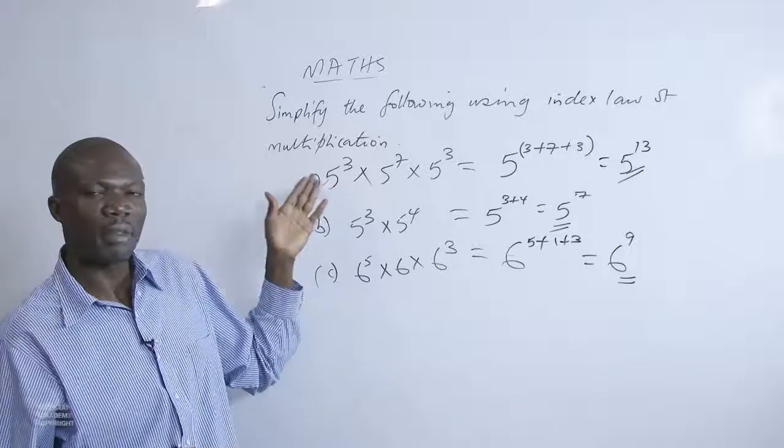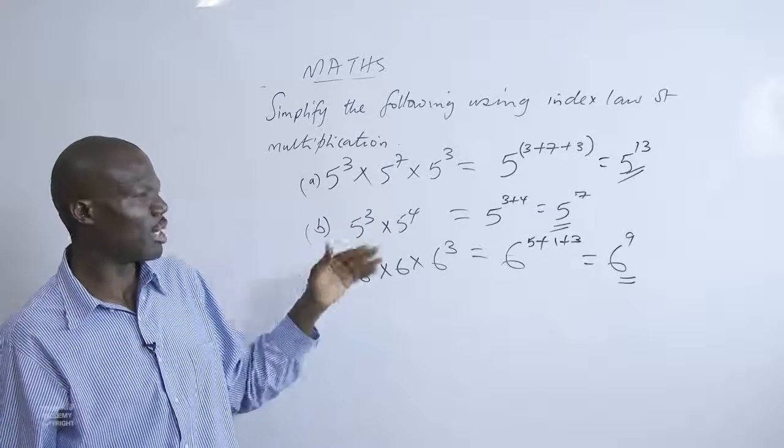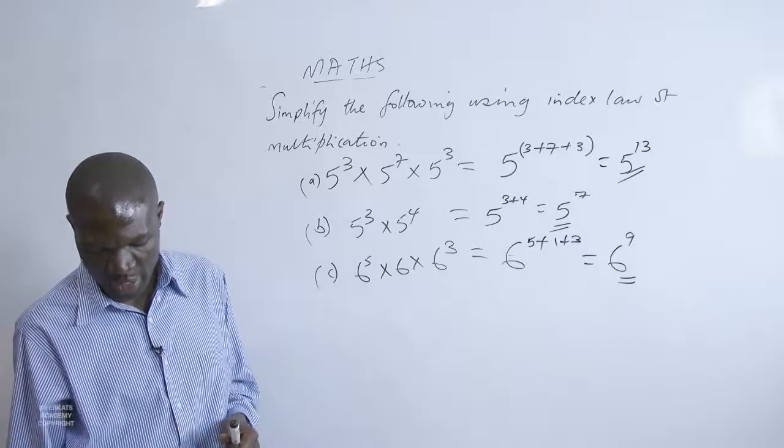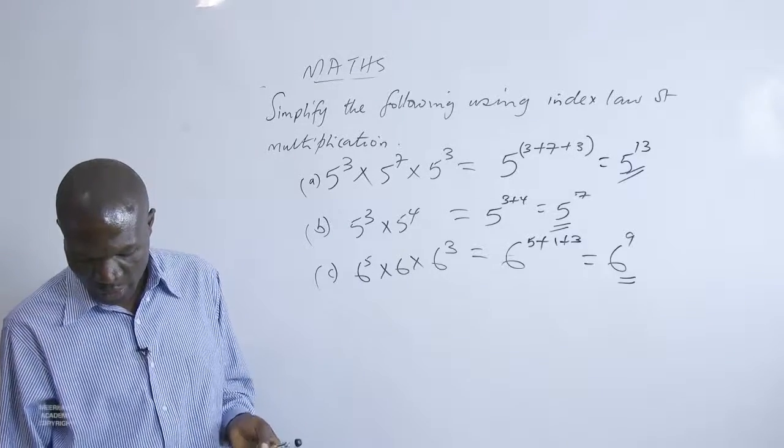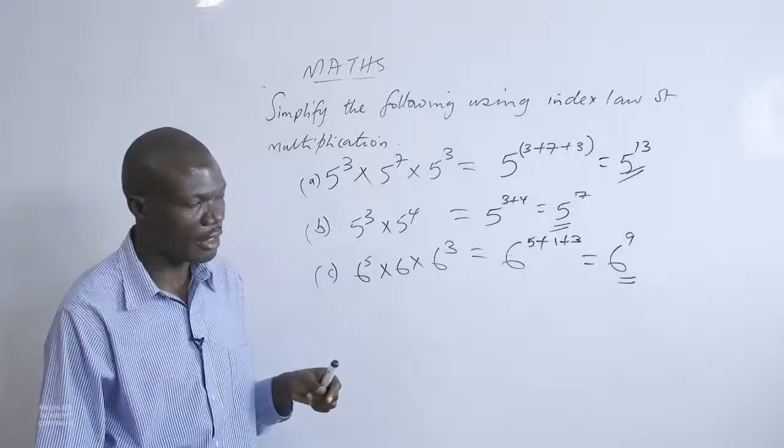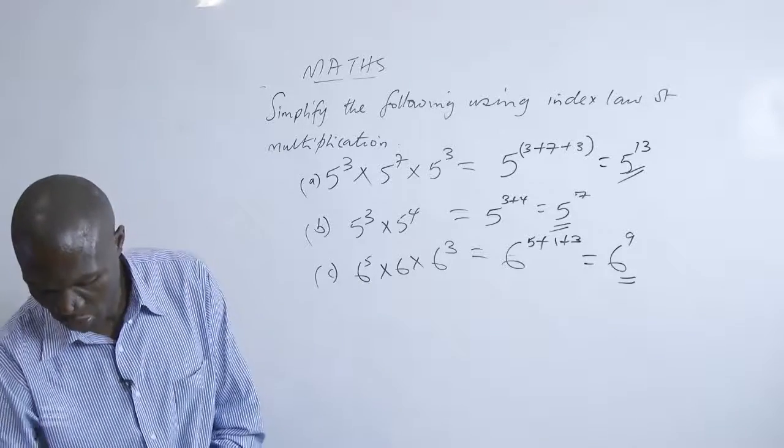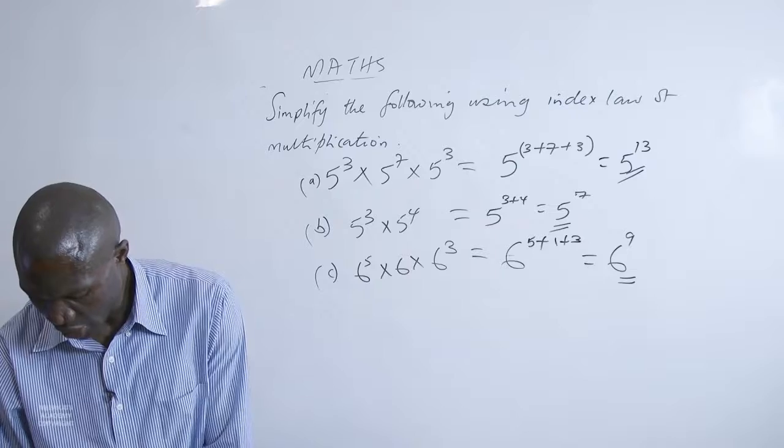So this is about the law of index when we are multiplying index notation. How about when we are dividing? How do we approach it when we are dividing?